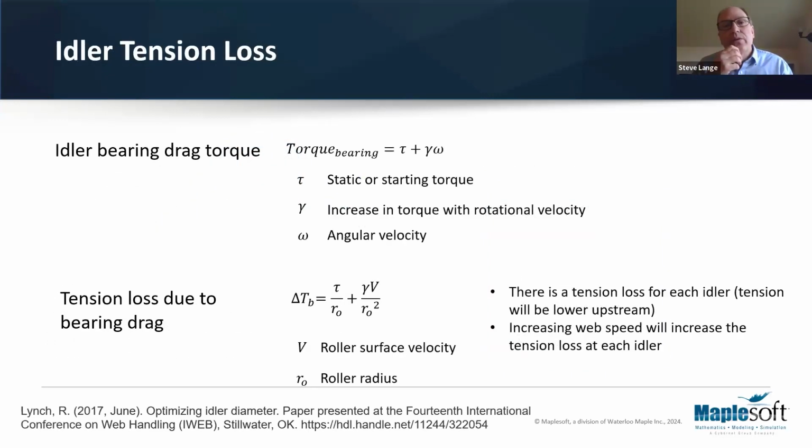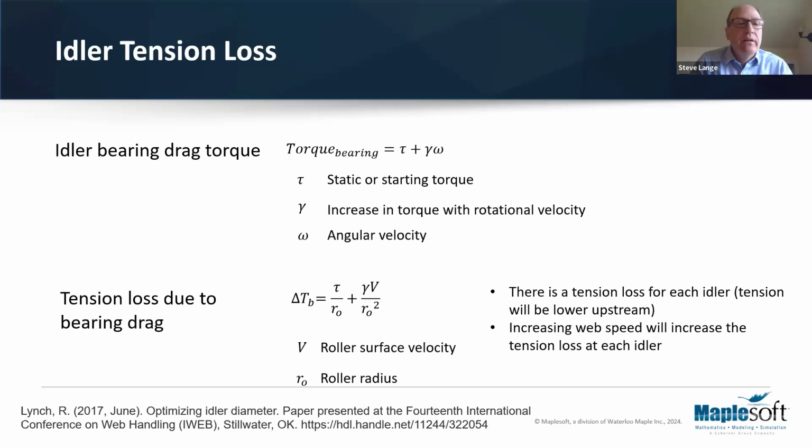Another consideration for traction is that you need a certain amount of force or tension on the web to overcome the bearing drag that's in idlers. Typically the bearing drag torque, or what you have to do to overcome the bearing drag in idler rollers, is a function of its static torque or starting torque. And then many idlers exhibit an increase in this frictional resistance to rotation with an increase in velocity. And this equation is just a simple linear relationship.